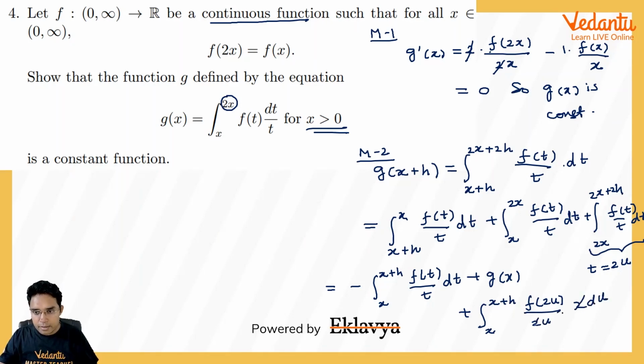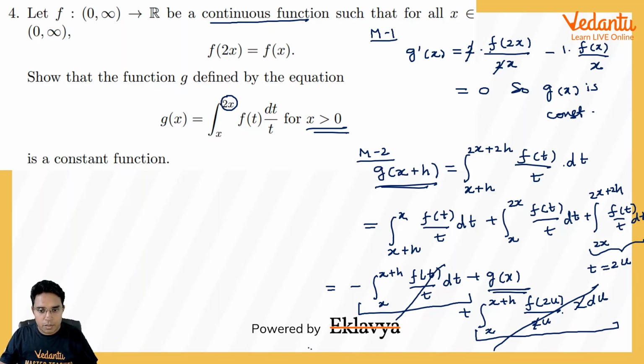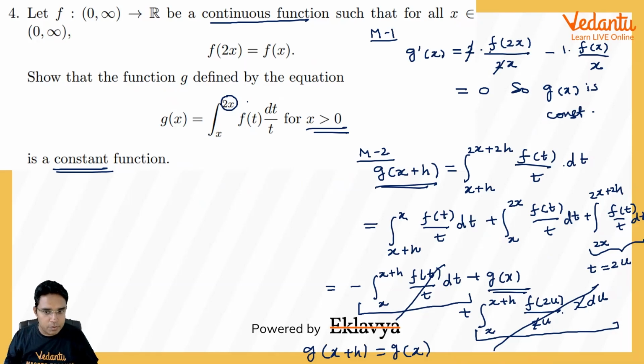So the 2 is cancelled, and now you can check that these two integrals, the first one and this one, are exactly the same, just with a difference in the variable of integration t, which doesn't matter. So these two will be cancelled, and we have proved that g of x plus h is equal to g(x), for any arbitrary value of h. So this is a constant function. You can see there are two questions continuously which are based on constant functions. I was talking about another method. Let me tell you this method 3 also.